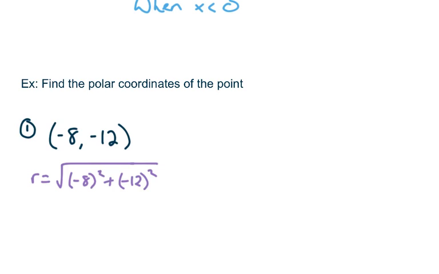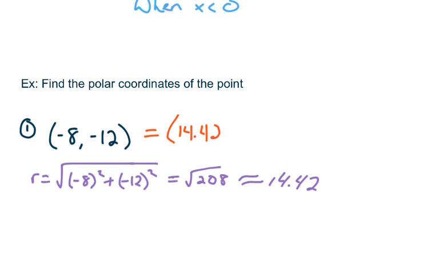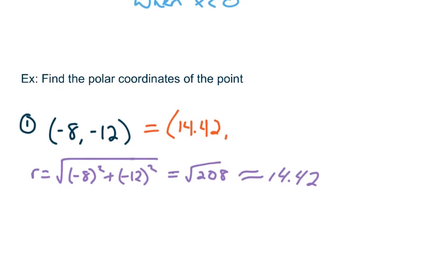I'm okay with that. Let's go to 2 decimal places. If you want to make this a little more exact, feel free as well. If you go exact, this is going to be equal to the square root of 208. I'm okay with a rounded number. It's approximately 14.42. So the r value, pretty straightforward. So this is equal to 14.42 comma something. We'll figure out the something here.